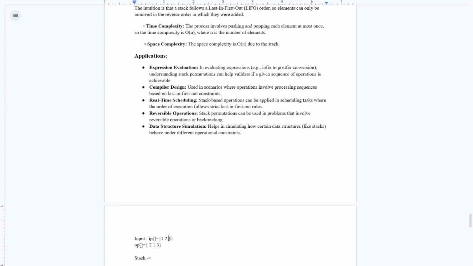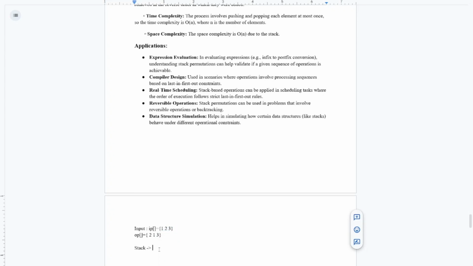Then again push the remaining element from input. We say this. Again we will check. It says yes, 3 is equal. Remove. Okay. Now we have traversed the input array completely. Now the stack is empty. We will say if empty, then yes, we can do it.